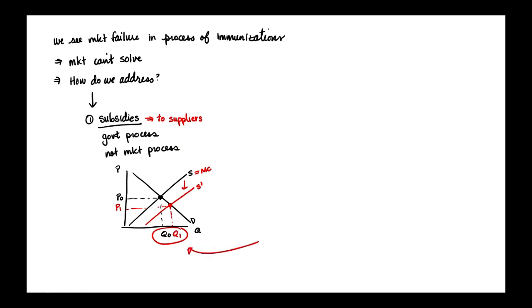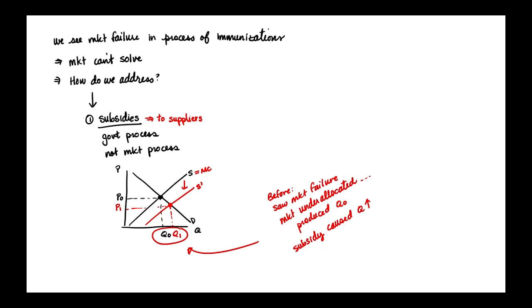Yeah. So remember, before, we saw market failure. And we saw market failure because the market underallocated. It produced Q0. And what did the subsidy do? The subsidy caused output to go up, right? Everyone agree? So subsidies are a way that we can promote something that's good for the environment.